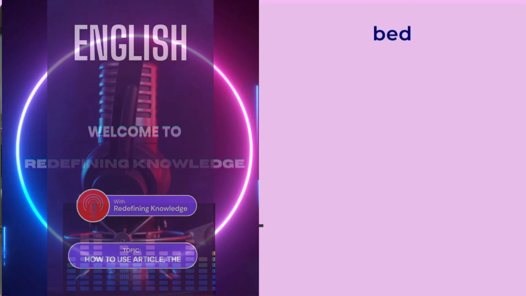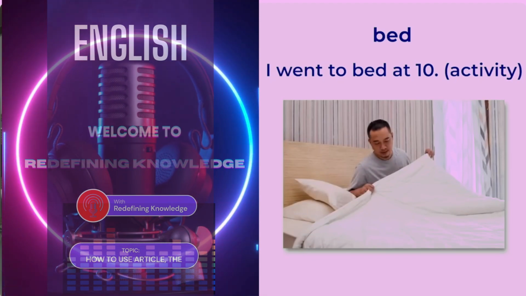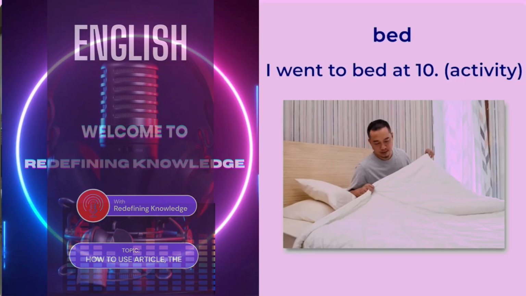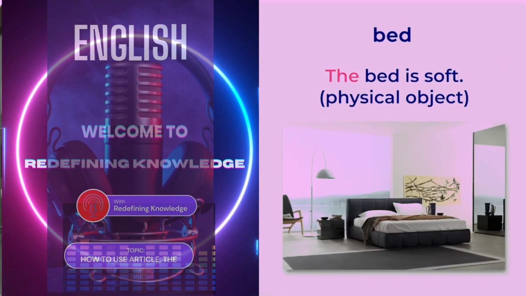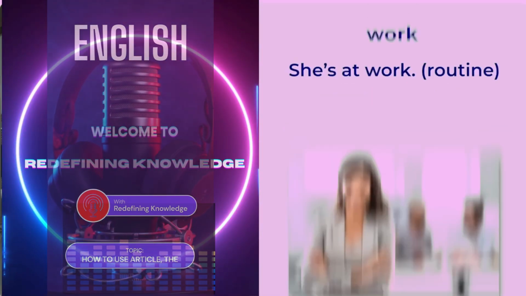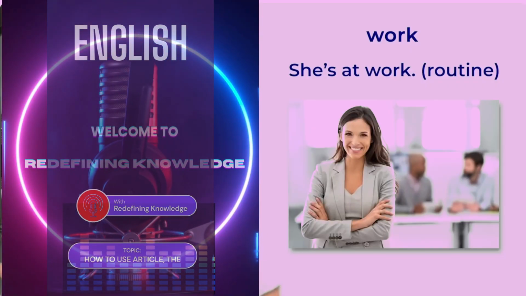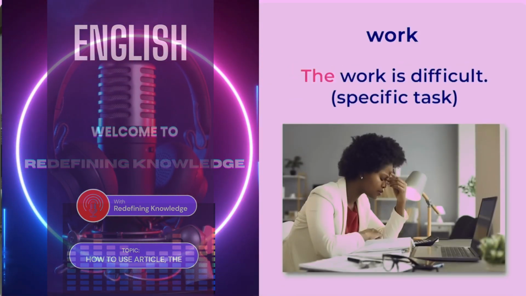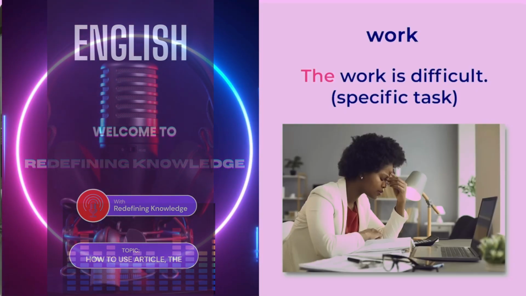And let's look at the word bed. I went to bed at 10 p.m. That's an action, something I did. It's an activity. The bed is soft. In that case, this is a physical object. She's at work. That's a routine, something you do regularly. It's an activity. The work is difficult. In this case, it is a specific task.